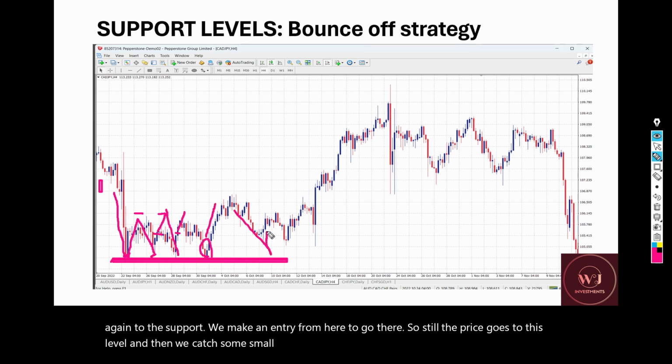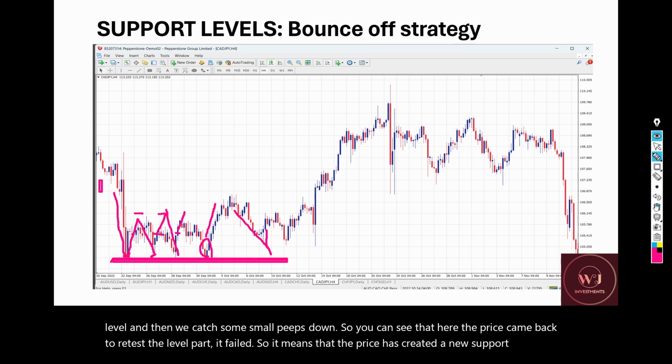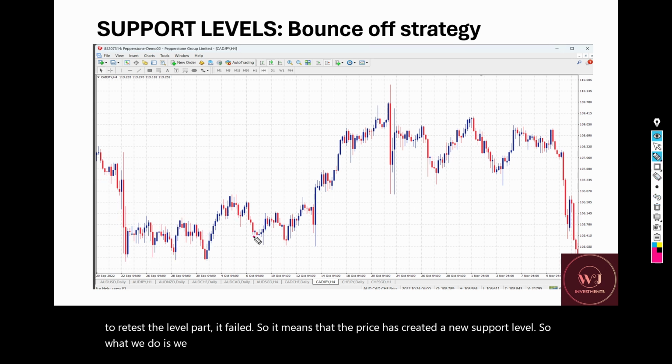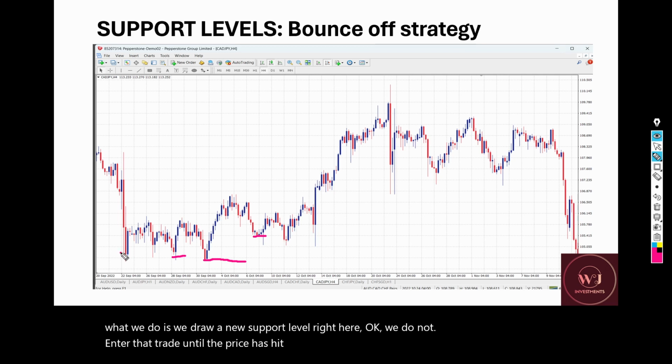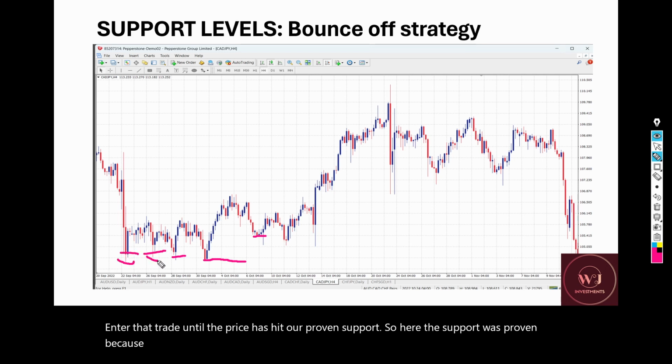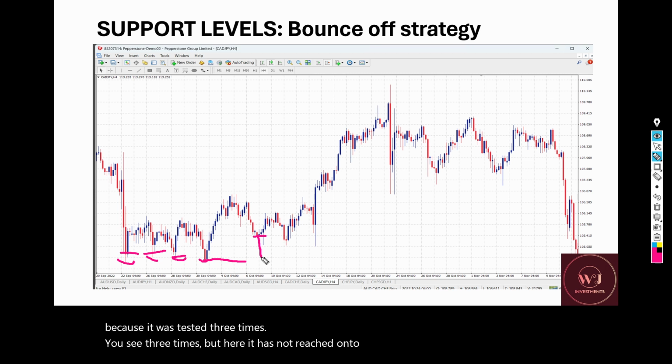So you can see that here the price came back to retest the level, but it failed. It means that the price has created a new support level. So what we do is we draw a new support level right here. Okay, we do not enter that trade until the price has hit our proven support. Here the support was proven because it was tested 3 times. You see, 3 times, but here it has not reached onto this level, so we don't make an entry, but we consider this as a new support level.